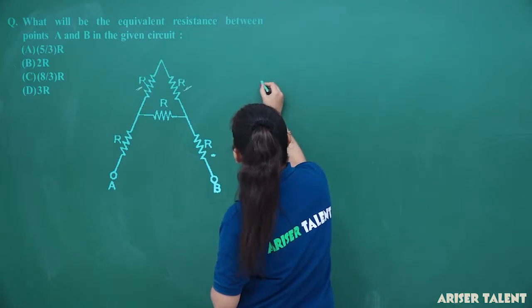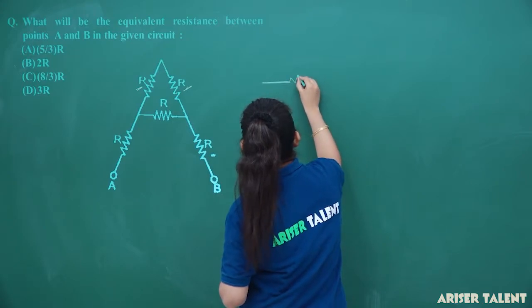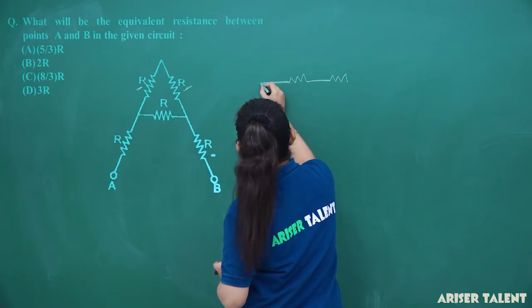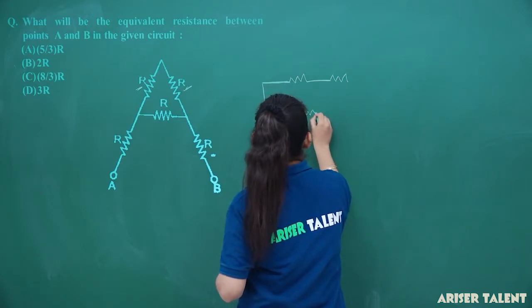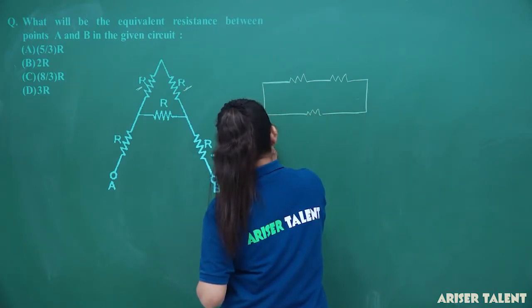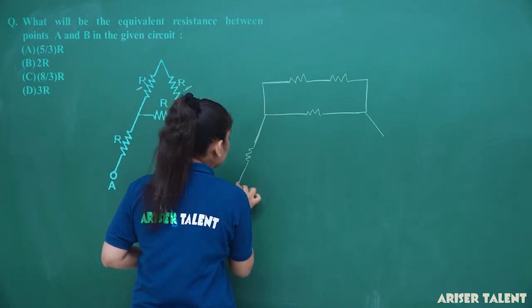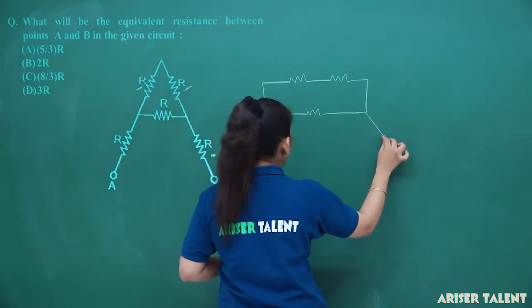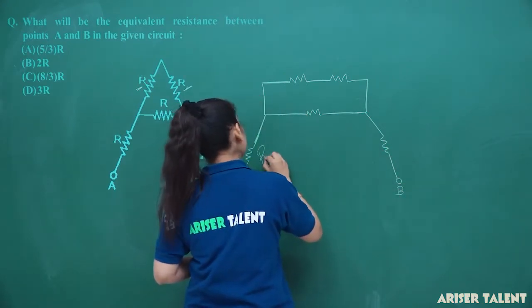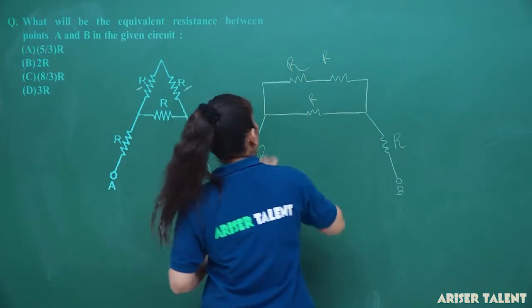So, what I can do here, I can just draw it as R, this is our R, this is our point A, and this is our point B. This is R, this is R, and R.